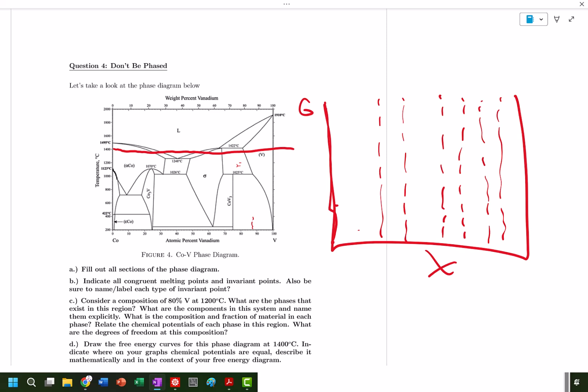So first we are alpha phase, then we are alpha plus liquid, and then we are just liquid, and then we are liquid plus sigma, and then we are just sigma, and then we are sigma plus V, and then we are just V.